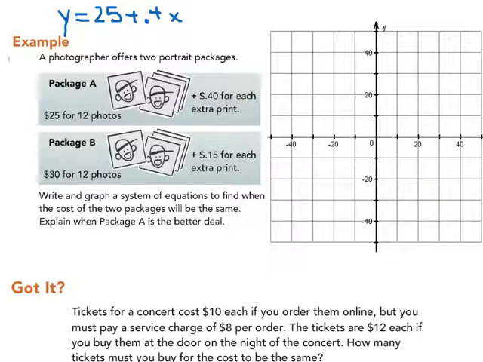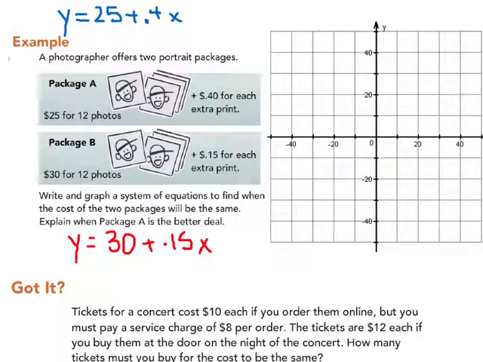For package B, we have $30 for 12 photos, but it's only 15 cents for each additional print. So my equation, the cost y, is going to equal $30 for the first 12 plus 15 cents, so 0.15, times the number of additional prints I get. So now we have two equations that we can go ahead and graph.